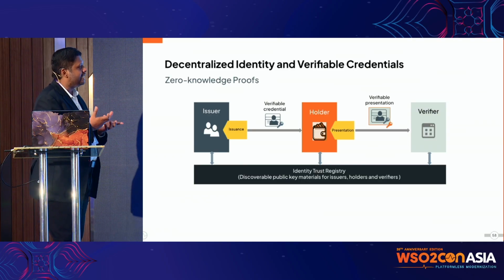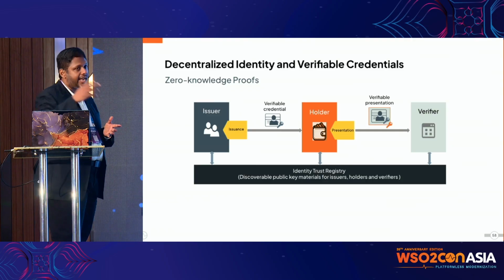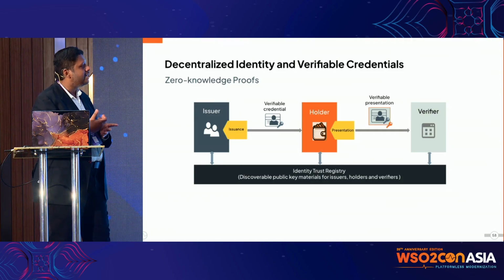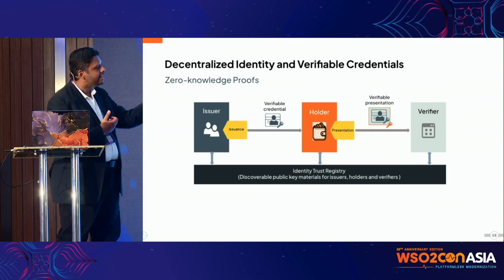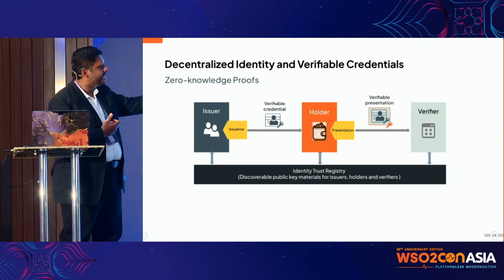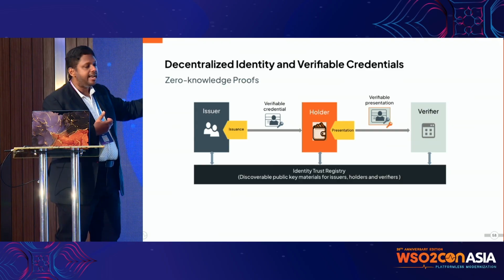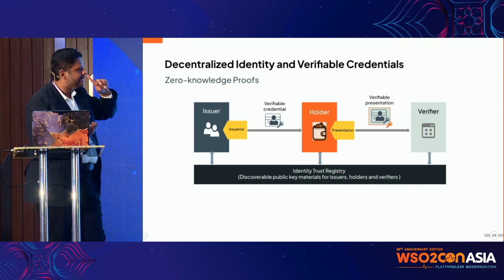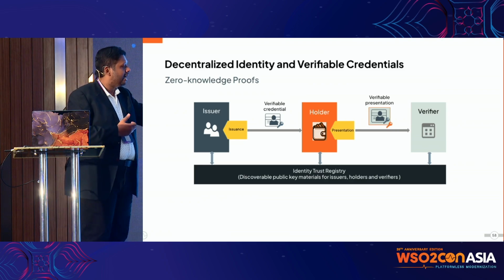What is interesting about this architecture compared to a traditional identity federation architecture is that in a traditional identity federation architecture, whenever the verifier needs to verify the credential, it needs to contact the issuer and see, okay, is this credential valid and did you issue it to this user, right? But in this architecture, the verifier doesn't need to contact the issuer. It can verify by connecting to this identity trust registry or identity trust framework.